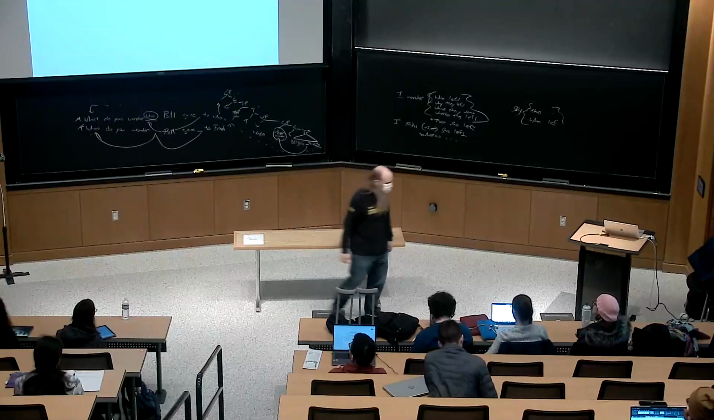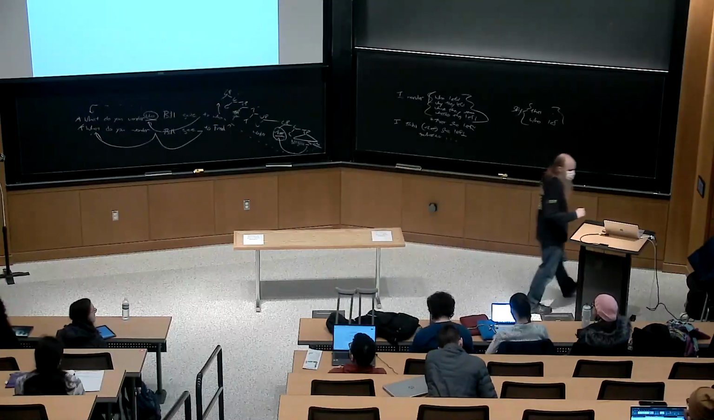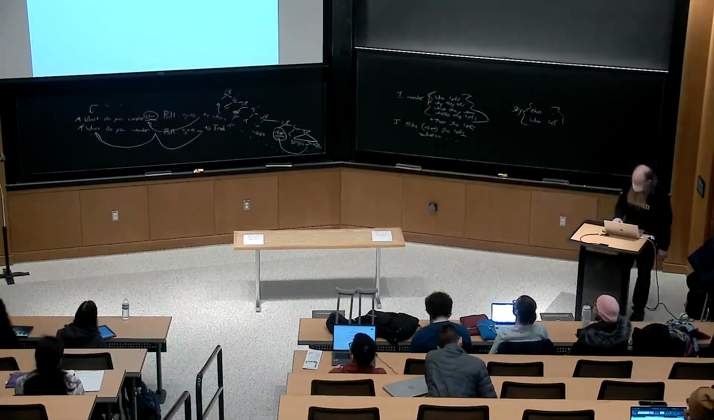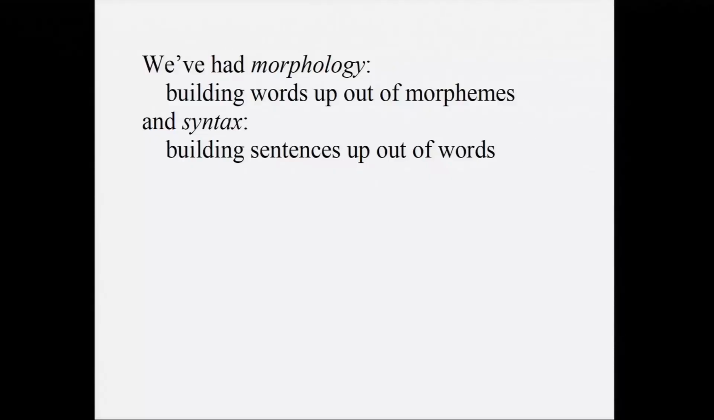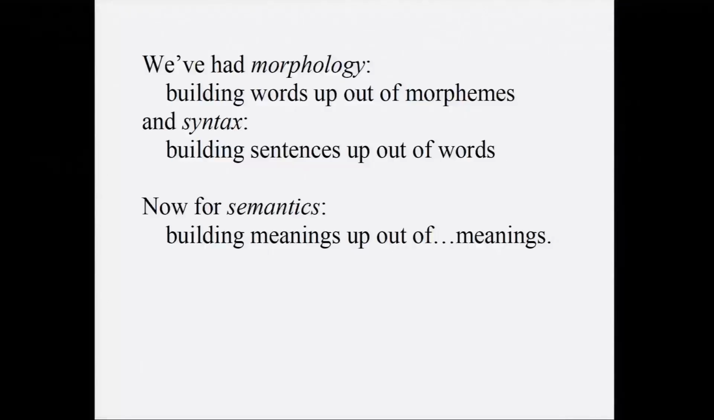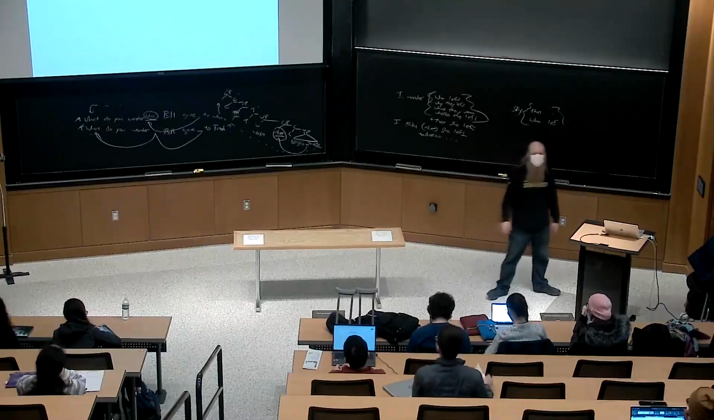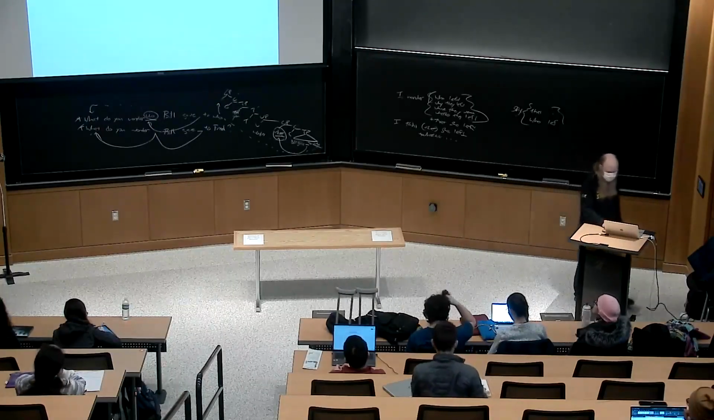Okay. All right. Let us start in on semantics then. So we've done morphology, which is the building up of words out of morphemes. We've done syntax, which is the building up of sentences out of words. We're now going to do semantics, which is the study of how you make meanings out of smaller meanings. That's sort of what semantics is all about.